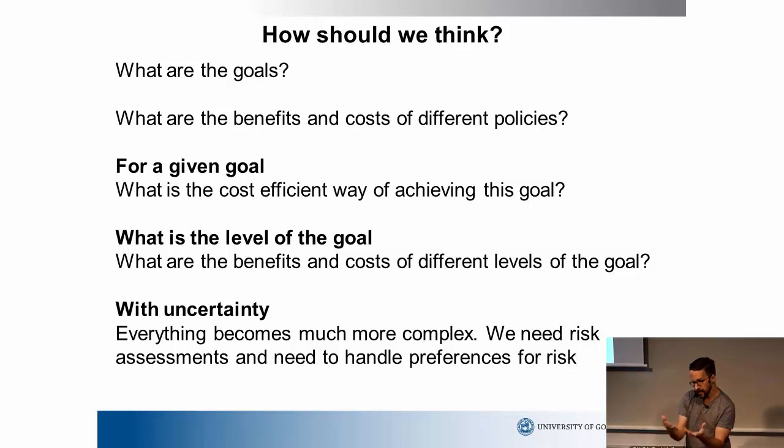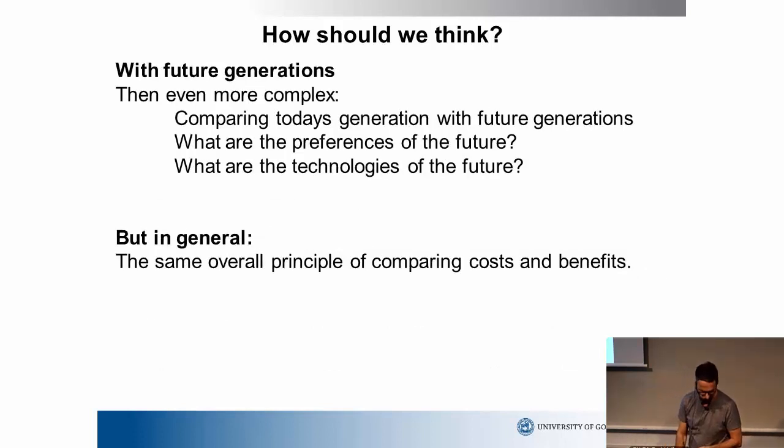In order to determine the level of the goal, you have to think about the costs and benefits. Okay? To find how much I should reduce antibiotic use, you need to think about the costs and benefits of different levels of the use. And of course, if you then add uncertainty, which you're going to have in most of these types of problems, it gets even more complex, right? And it gets even worse.